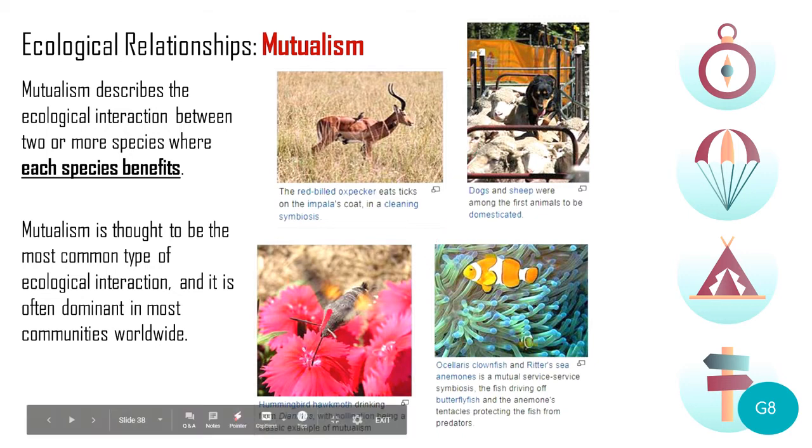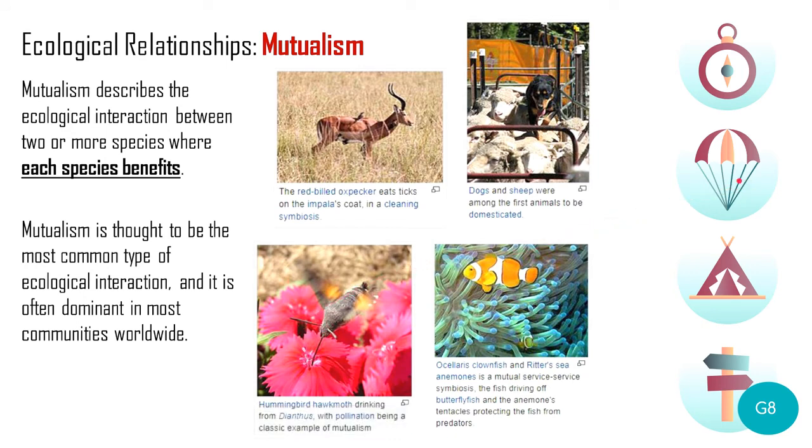Then a hummingbird hawk moth drinking nectar from this plant, dianthus. They get the nectar from the plant, but the plant on the other side gets sped-up pollination because the hummingbird is one of its many pollinators. So they help each other. The plant provides the nectar for the bird, then the hummingbird allows pollination to happen among the different plants.